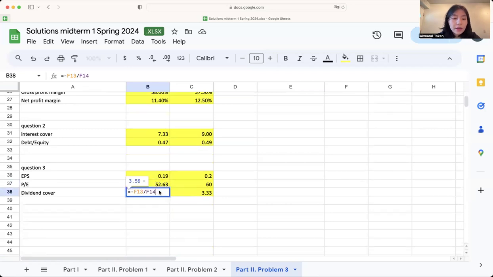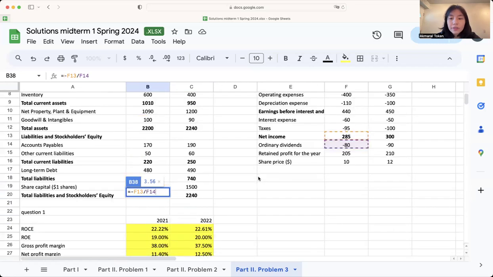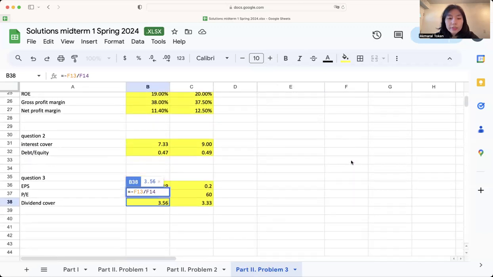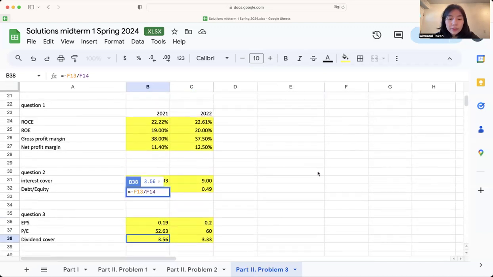And the last is dividend cover. Dividend cover is given as net income divided by ordinary dividends. So ordinary dividends are the total amount of dividends paid, not per share. So dividend cover in this case is 3.56, almost 4, for the first year of operations and 3.33 for the second year of operations.